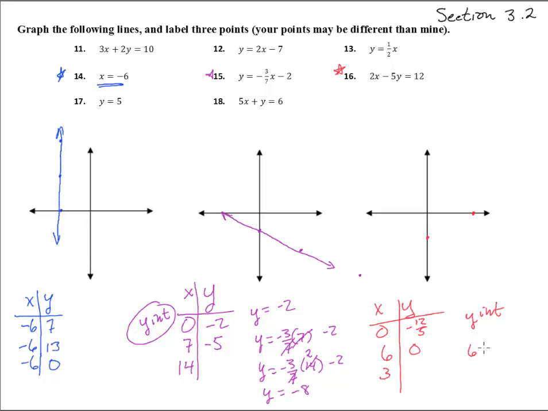Let's see what we get. 2 times 3 is 6 minus 5y equals 12. Subtract that, and we get -5y equals 6. Y equals -6/5. So 3 and -6/5, over 3 and down just over 1. Hey, look, they're still in a line. I like that. Or mostly in a line.